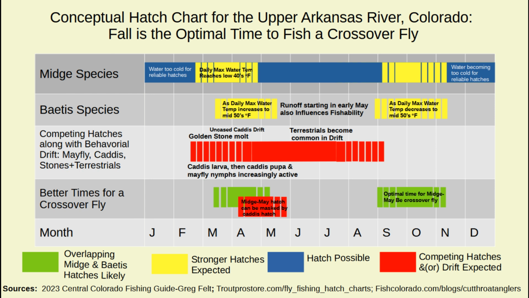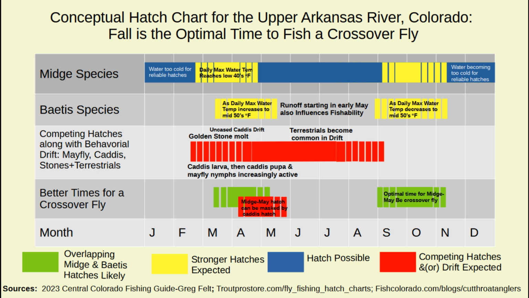That is, when there are overlapping, often prolific hatches of midges and Baetis in mid-spring and late summer, early fall. The advantage of using a crossover pattern at these times is that it can be used to target both of these species, and perhaps microcaddis as well, with a single fly that suggests both an adult and an emerger without having to figure out exactly what the trout are taking.